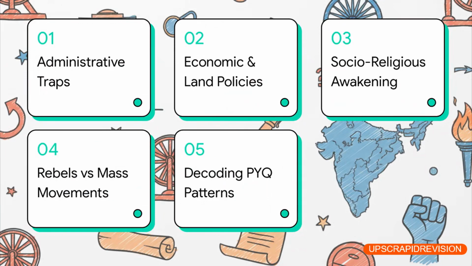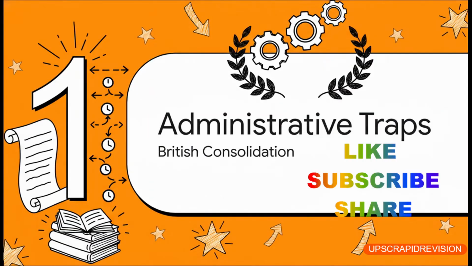Here is our game plan for today. We are going to decode the highest frequency topics. We'll start with British administrative traps, then move to economic and land policies, unpack the socio-religious awakening, compare the revolutionaries with the mass movements, and finally decode those tricky PYQ patterns. All right, let's jump straight into Section 1, British Administrative Traps.